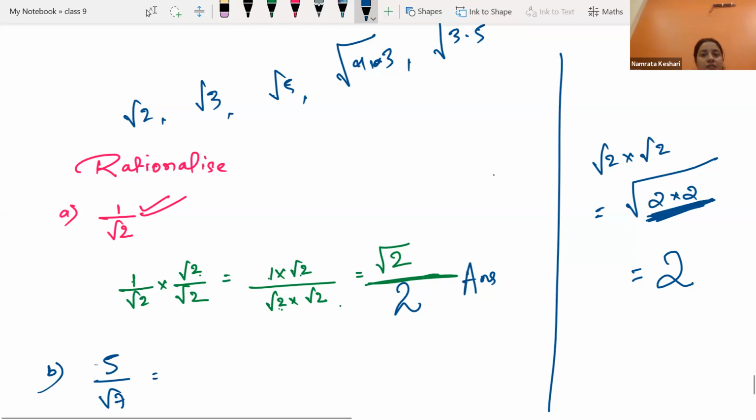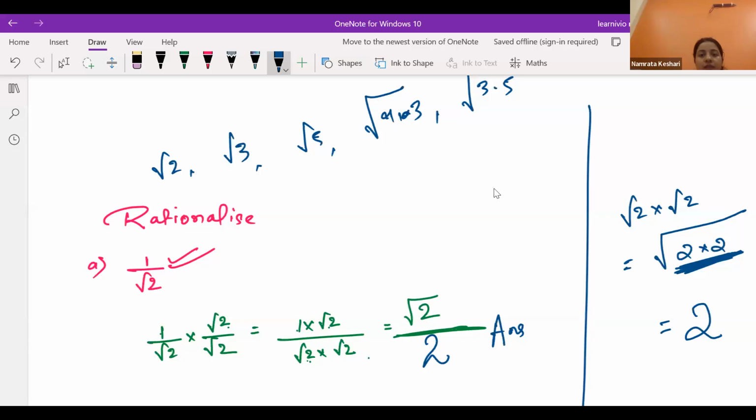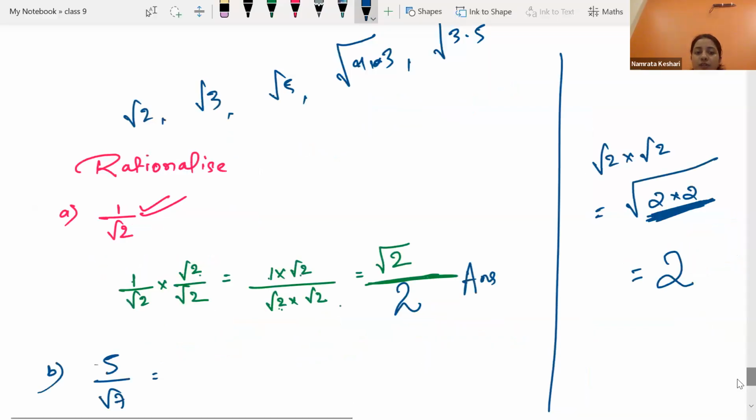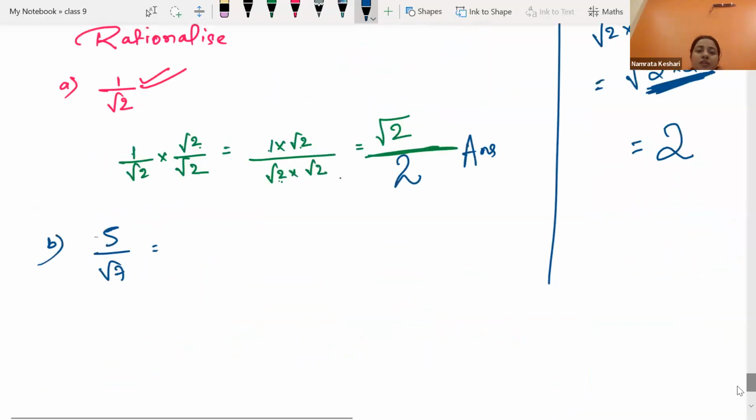Yes. Anyone saying anything? Multiply root 7. 5 by root 7. Yes, Afia, you said the answer. Yes, ma'am. I was saying we should multiply the fraction by root 7. Yes, we should multiply root 7 and root 7. Why? So that the denominator will have a pair.